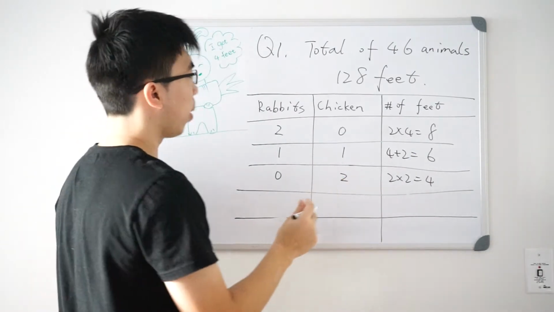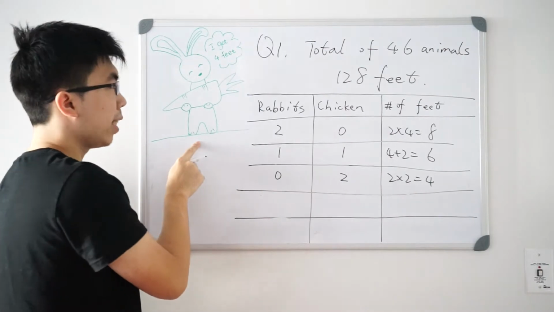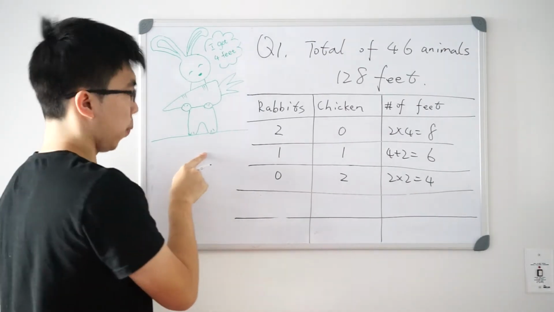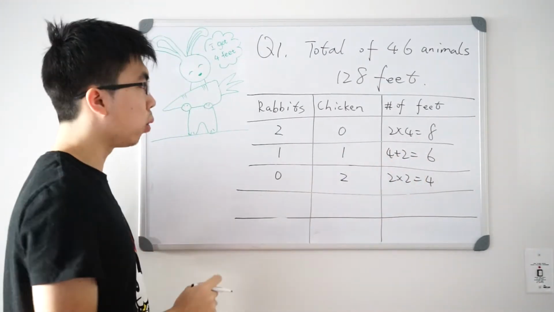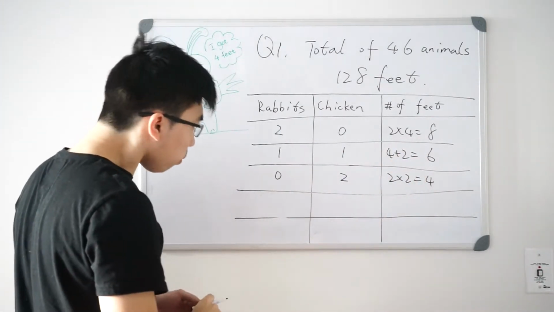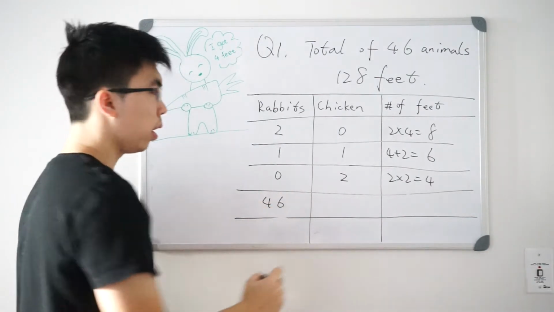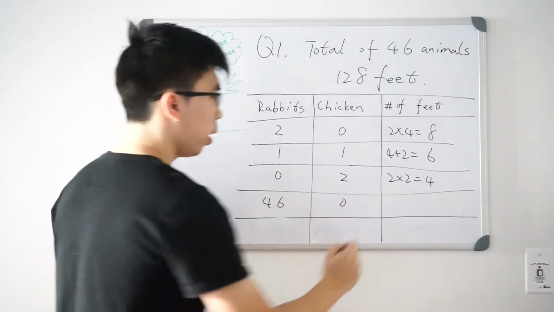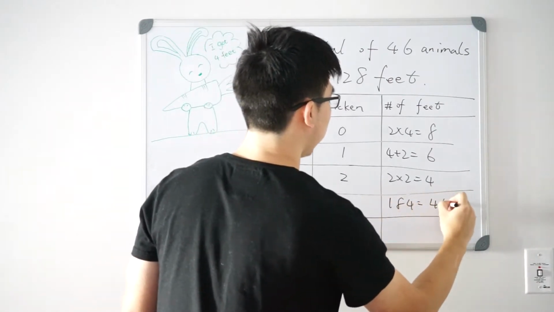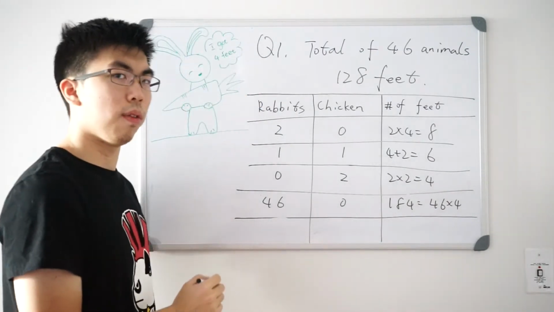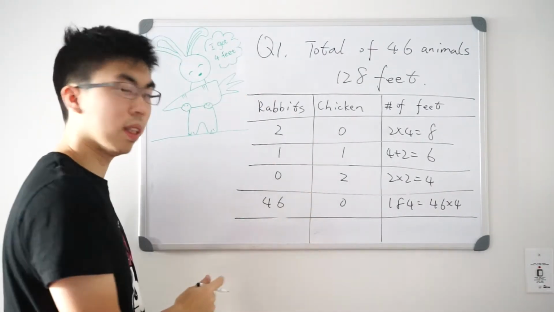We can also think about this. For each replacement of rabbit with chicken, since a rabbit has 2 more feet than the chicken does, for each replacement we do, the total number of feet goes down by 2. If we were to have 46 animals in the first place and 0 chicken, we would end up with 184 feet. That's 46 times 4. If you get what I'm saying, you can pause the video right here and go further down the question.